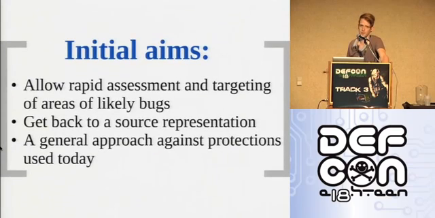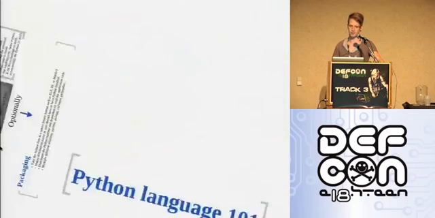So what were my initial aims for doing this? I wanted to be able to have a toolkit that would rapidly assess and find bugs within applications, even if they were obfuscated and I didn't have access to the .pys themselves. Obviously, I wanted to get back to a source code representation from a live memory object, and I'd prefer to have a general approach against all the ways that people are obfuscating bytecode rather than a specific approach for each different thing, because obviously that's a cat and mouse game and it's going to take a lot of time to carry on. So if there was a general way of defeating what people were doing, then I wanted to take that. Obviously there was, because I'm giving this talk.